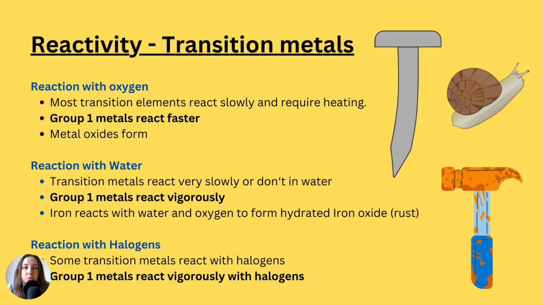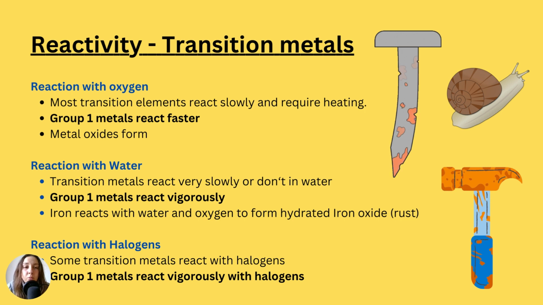So, group one metals, as we know, are highly reactive and they react a lot faster than, say, transition metals in oxygen. When the transition metals react with water, we can see that this is again very slow. And again, group one metals are much more vigorous in their reactivity with water. And this is because of the atomic structure of those particular metals. I will definitely link that video for you.